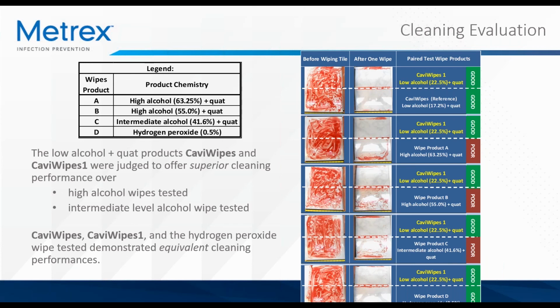The high and intermediate content of alcohol, the 63%, 55%, and 42% alcohol in these products, caused the proteins in the blood-based soil to affix onto these test coupons. CaviWipes and CaviWipes 1, with their lower alcohol content of 17% and 22% respectively, along with product D, which was hydrogen peroxide based, did not exhibit the same concern as the higher alcohol products. So disinfectant products not only need to disinfect well, they should clean well. This is why cleaning properties are one of our 6 key factors for choosing a surface disinfectant.